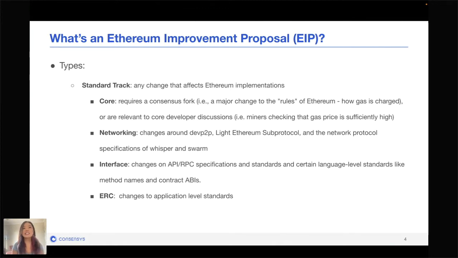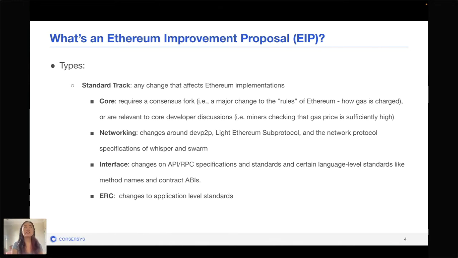That also comes in a few subgroups. There's the core standard EIP. That's a core change to Ethereum, requiring a consensus fork, which is a major change to the rules of Ethereum. One example of an EIP that did this was changing the way gas is charged when you're making transactions. Other than that, core EIPs might be focused on something very crucial to development in general.